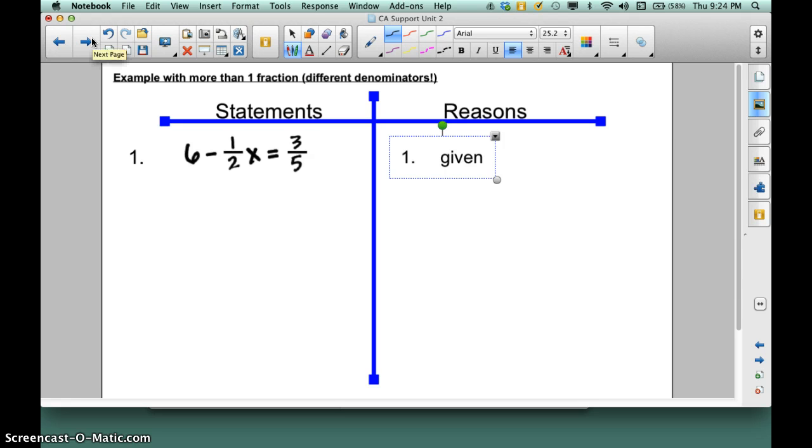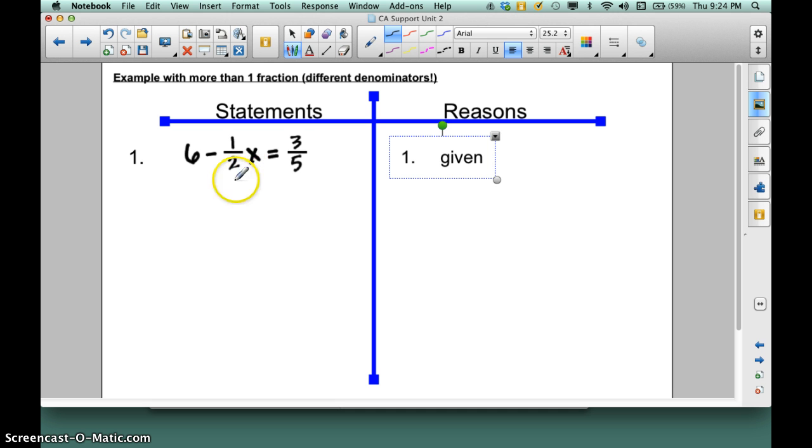All right, now we're going to do an example with more than one fraction in it. And I know that fractions tend to make you nervous, but remember, we're going to get rid of them. So to do it, we're going to do this one example together. Now you can't just multiply everything by the denominator, which is what you were doing to get rid of a fraction.